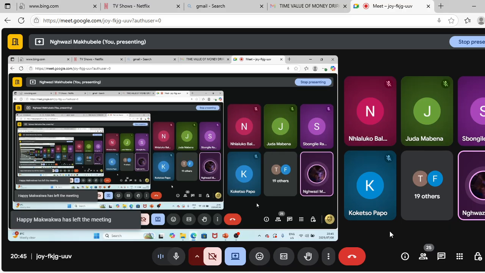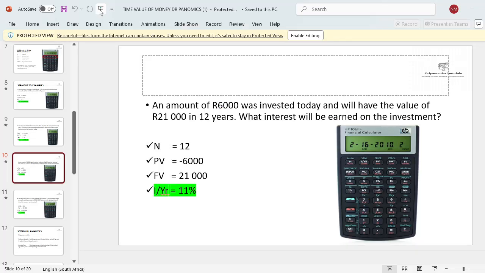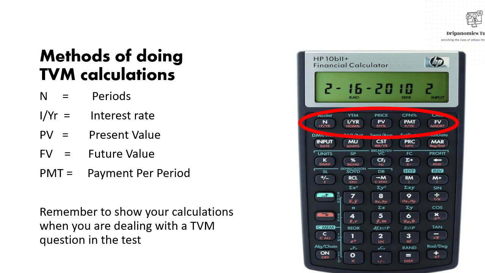I like to look at it that way so that I'm less confused as to what I should put as a negative and what I should put as positive. So the answer is correct. If you did put one as negative and one as positive, then you will get an interest of 11%.